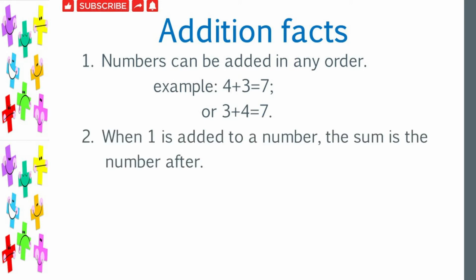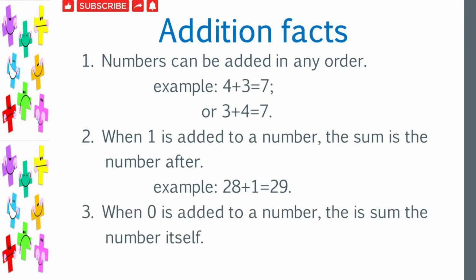Second fact is, when 1 is added to a number, the sum is the number after. For example, 28 plus 1 equal to 29. When 1 is added to 28, the answer comes out to be 29, which is the number after 28.